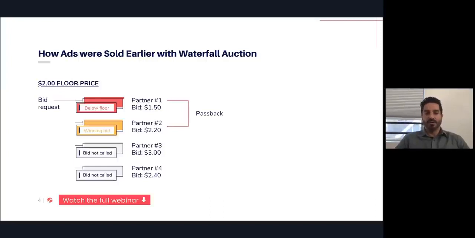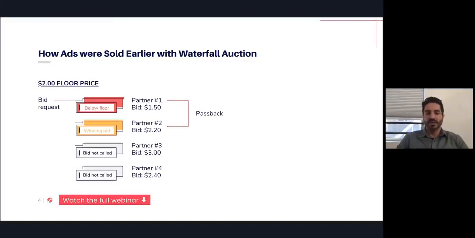The auction we're showing right now on the screen is prior to header bidding. Here, as you can see, you have an impression or an ad request that has a $2 floor price. That gets offered to your first partner in the waterfall auction, and they value that specific impression at $1.50. It doesn't meet the floor price, so there's a passback, and it's offered to the next partner in the waterfall auction. They offer $2.20. That is over the $2 floor, so that wins the waterfall auction. So that was prior to header bidding.